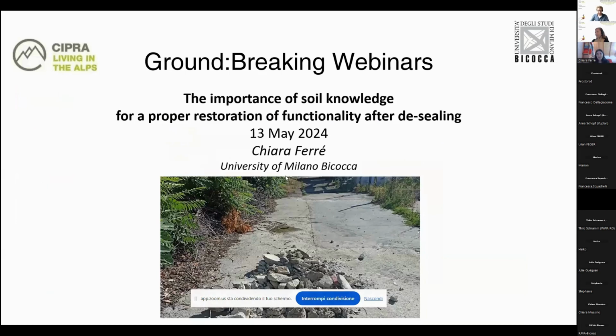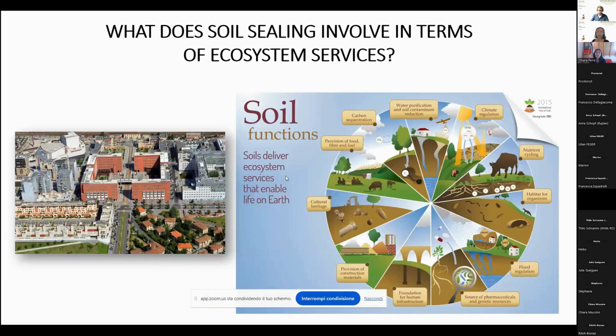My name is Chiara Ferré, and I'm a pedologist, so I deal with soil. And today I'm going to tell you something about soil sealing, but in brief, the effect of soil sealing, but in particular the importance of soil knowledge for a proper recovery of soil functionality after the desealing. And at the end, I'll show you our sealing experiment in Milan. So we can start. And I start with a question.